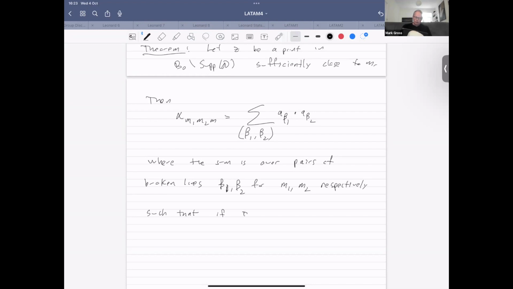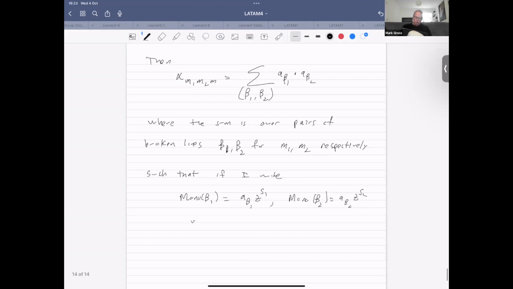If I write mono beta 1, the endpoint, to be a beta 1 times z to the s1, and mono beta 2, I'll say what that is in a second, is equal to a beta 2 z to the s2, with a beta i an element of ai, and s1 plus s2 should be equal to r.